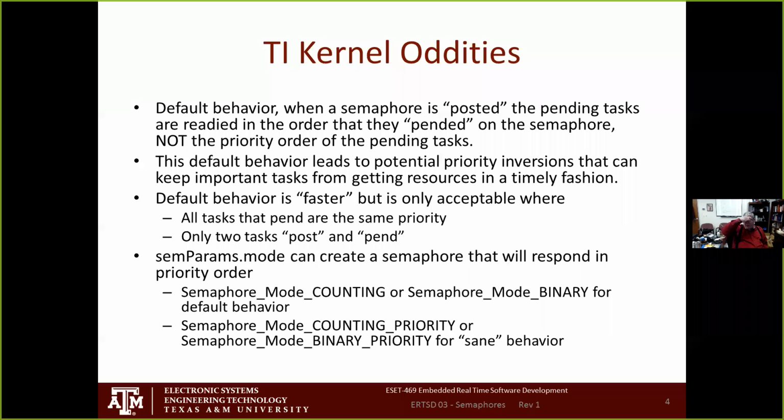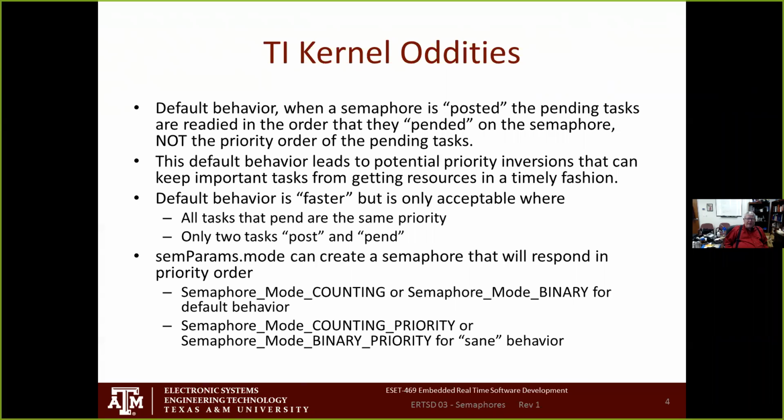Now, TI wrote it this way because it makes the operating system faster. It's much quicker for them to make a decision in the kernel if you just base it on the order in which tasks pended on a semaphore. It turns out that they can do that in a lot fewer instruction cycles, which cuts down on operating system latency.